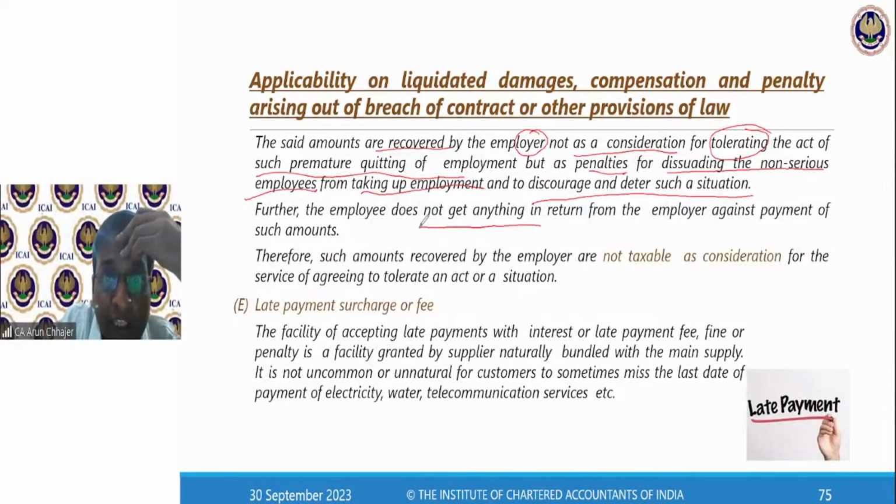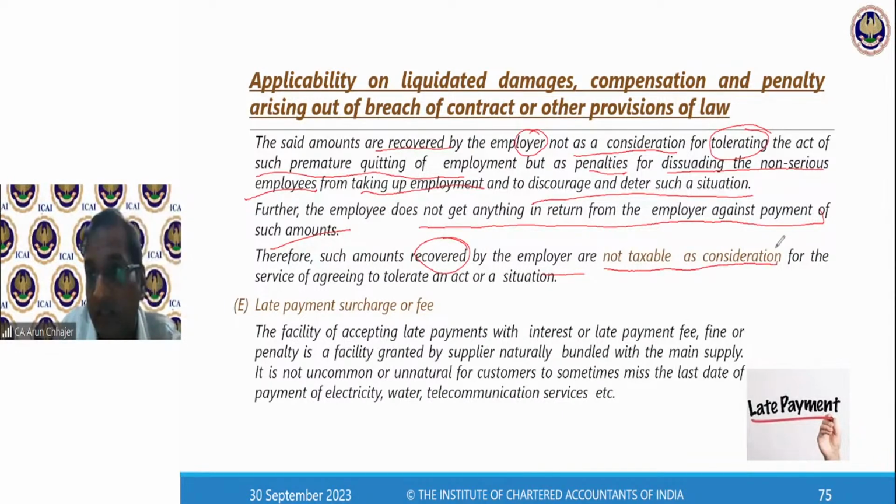Further, the employee does not get anything in return from the employer against payment of such amount. Therefore, such amount recovered by the employer is not taxable as consideration for the service of agreeing to tolerate an act or situation.